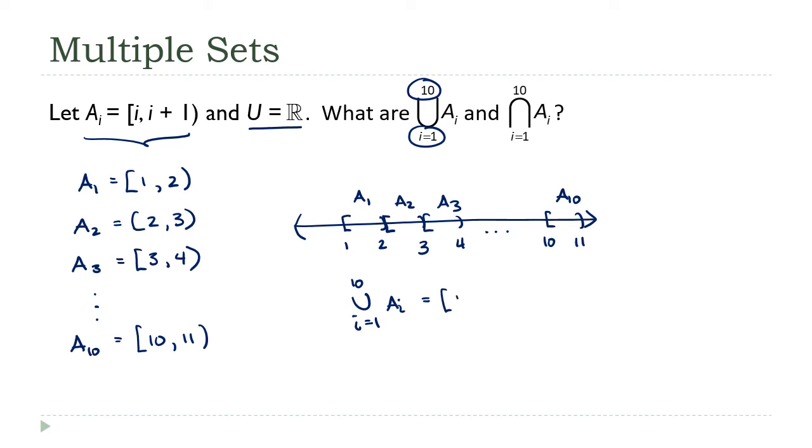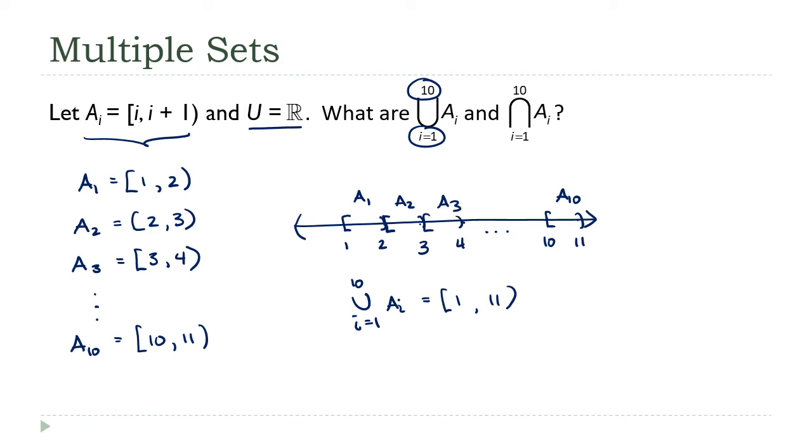This starts at 1, and then ultimately it ends up including every number up to 11. So that's how I would describe the union of those sets. It's all real numbers between 1 and 11, including 1, but not including 11.